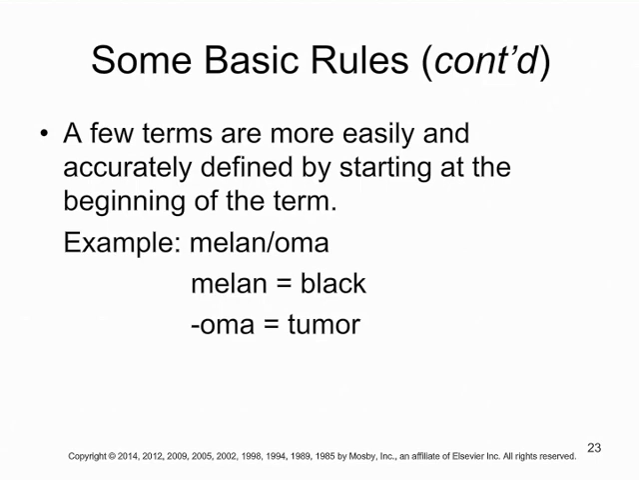So here's one of those exceptions to the rule where you don't really have to start at the end and then go back to the front, just because it's a very short, straightforward word. So here we have melanoma. So you could start at the end. Oma means tumor. Melan means black. So you could say tumor of black, and that would be correct. Or you could just read it front to back and say melanoma is a black tumor.